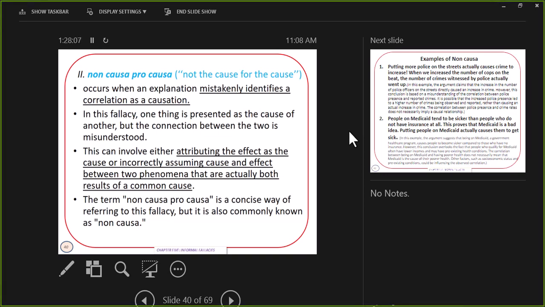That typically applies to the non causa pro causa fallacy. In other words, we are not aware of which one is the cause for the other. Just correlation is considered as causation.